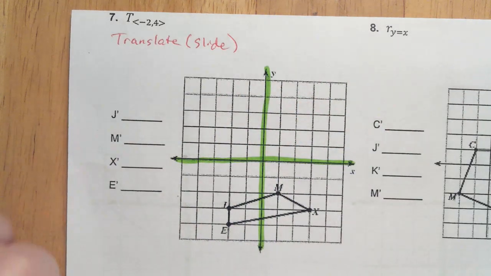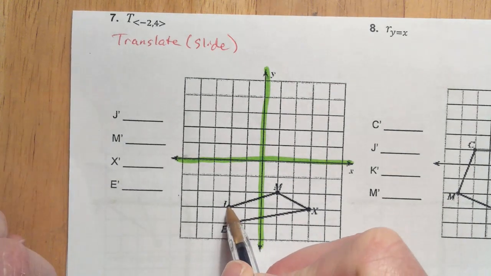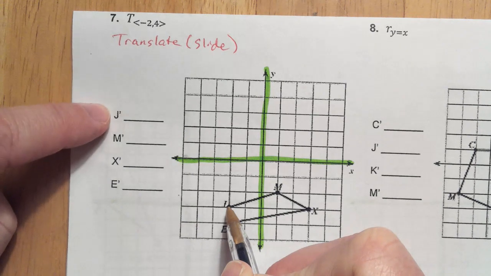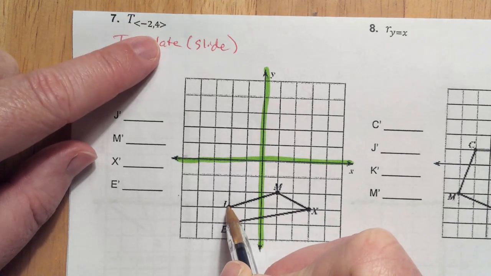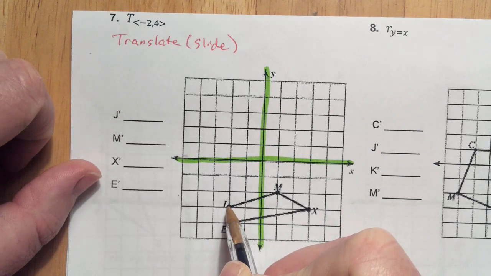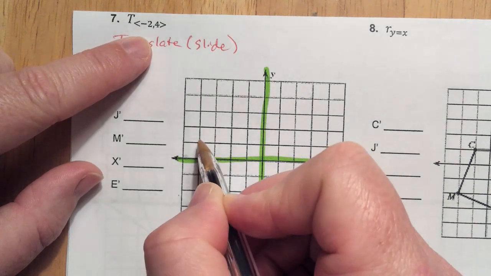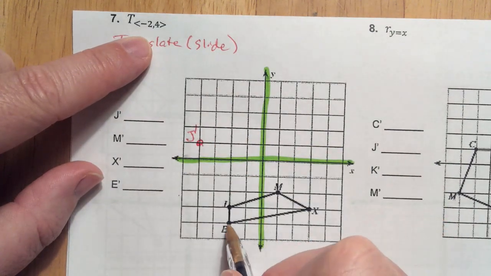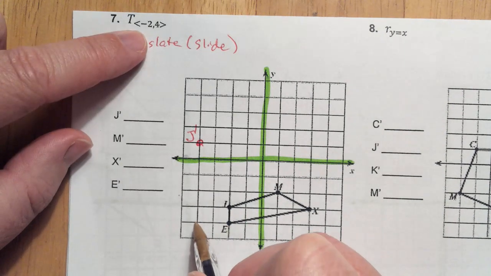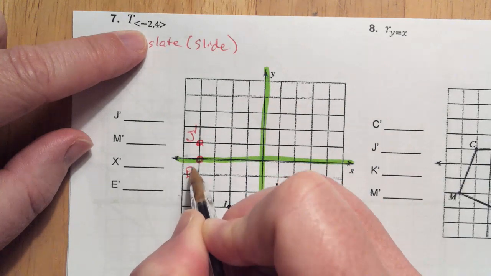And what we're going to do for each point, we're going to pretend each point is a 0, 0. So this letter right here, that kind of looks like an L, but there's no L. It's J. We're going to pretend that's 0, 0, and we're going to go -2, +4. So -2, that's left, 1, 2. +4, that's up, 1, 2, 3, 4. And this point right here is now our new J, so J prime. Okay, E, we're going to go -2, 1, 2, +4, 1, 2, 3, 4. And that's my new E prime.